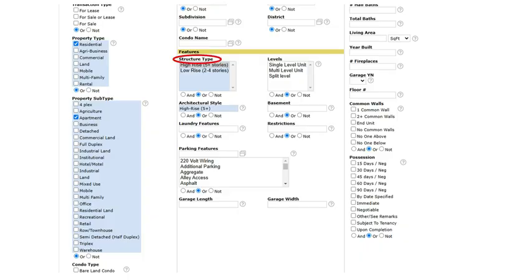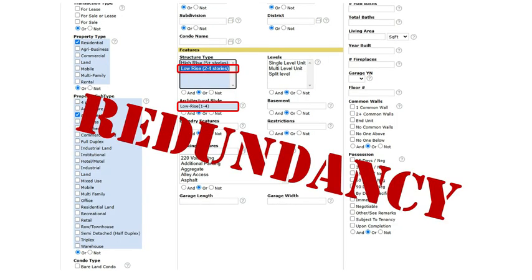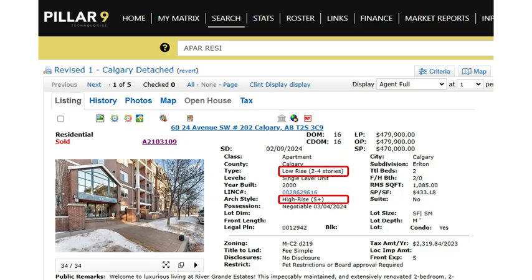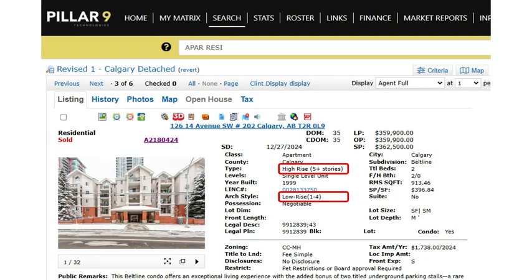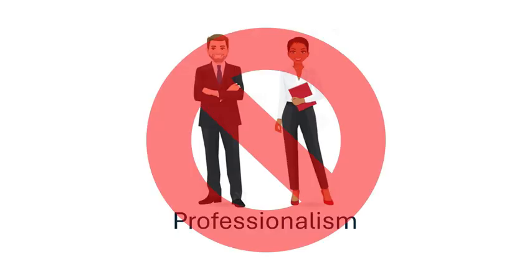So let's take a closer look at the structure type field. Still working with apartments here. We've got high rise and high rise, low rise, low rise. Okay. There's redundancy between those two fields. And that results in this kind of nonsense here. It can't be both low rise and high rise at the same time, but yet we've got a lot of these listings that are doing this. Okay. Now the question is, what do you think the public thinks when they see this sort of thing on our listings? What sort of impression does that give the public about our level of professionalism as an industry? It's not a good one.